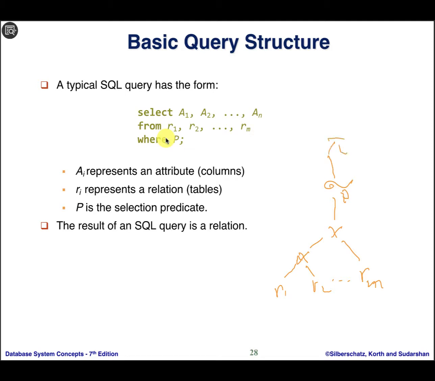Then after that, projection based on A1 up to A. Ready? Clear? So this is a relational algebra.